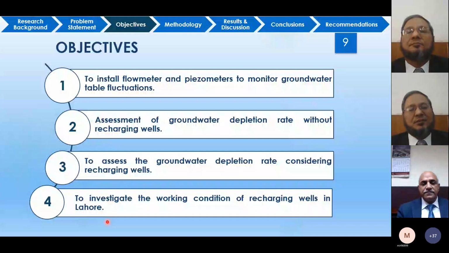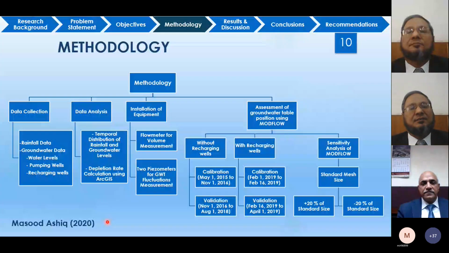This is the methodology of Masood Ashik, in which he collected the data, like the daily rainfall data. In groundwater data, there were water levels, pumping wells, and the recharging wells. The data was analyzed for temporal distribution of rainfall and groundwater levels, and the depletion rates were computed by computing the average water level using GIS. Then equipment was installed: flow meters and two piezometers. Then the assessment of groundwater table position using MODFLOW without recharging wells and with recharging wells.